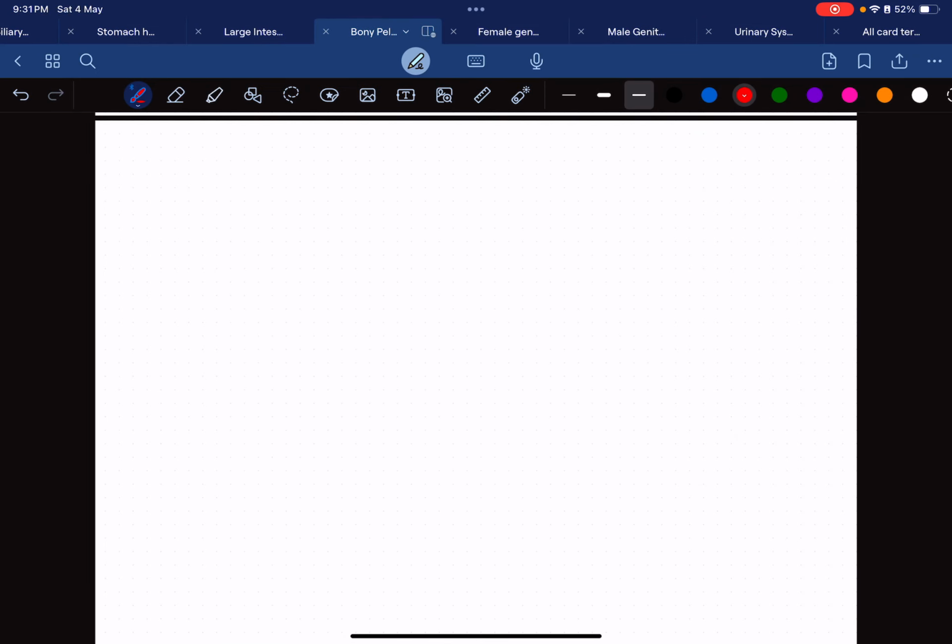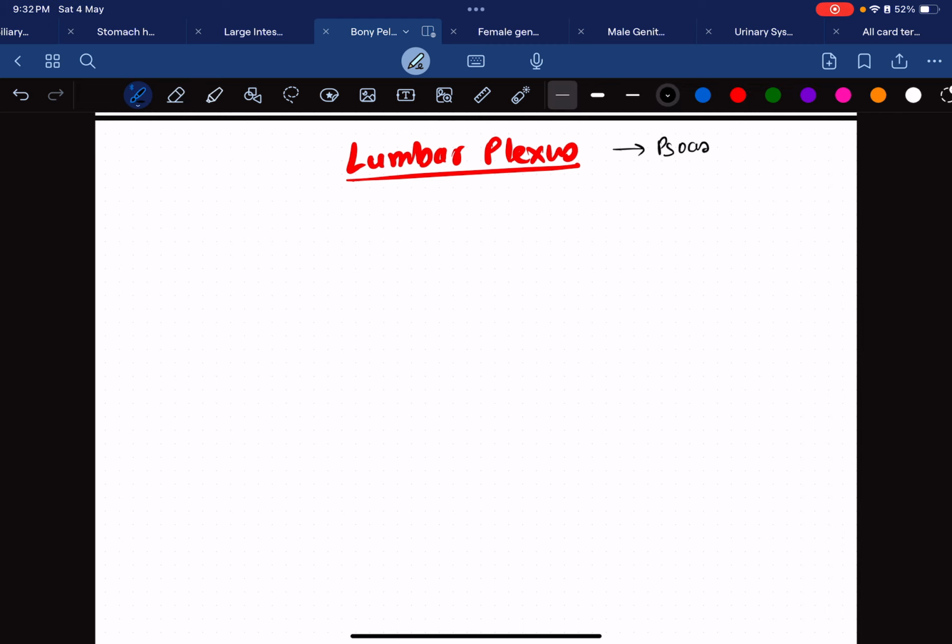So today we'll discuss the lumbar plexus. It is formed within the substance of the psoas major muscle, and it is formed by the ventral rami of lumbar 1, 2, 3 and lumbar 4.